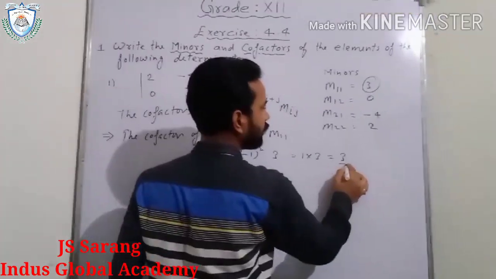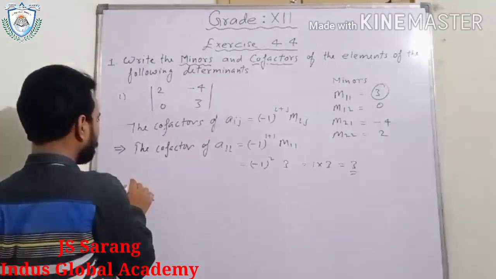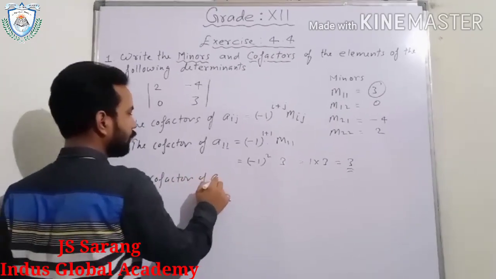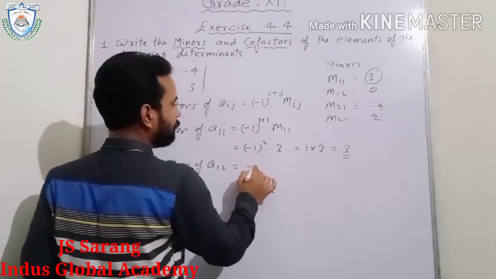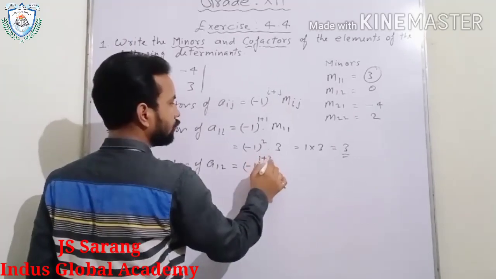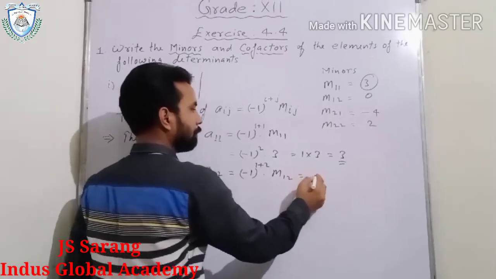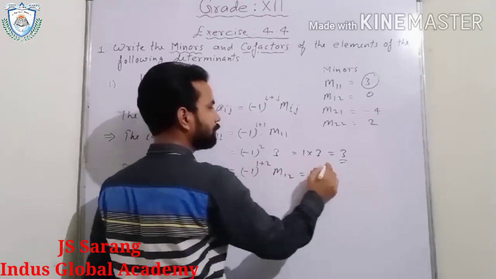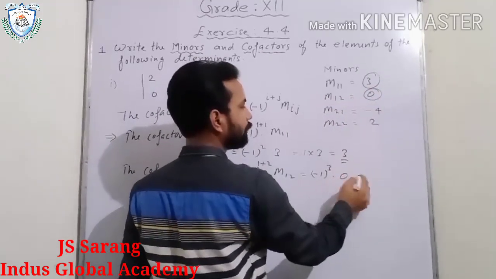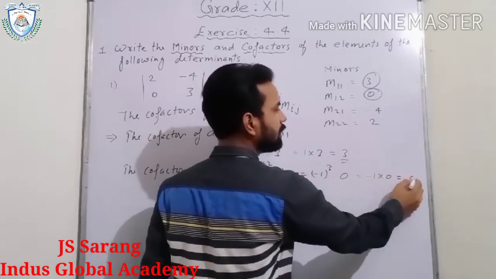1 into 3 gives you 3. So this is the cofactor of A11. Clear? Now we have to find the cofactor of A12. It will be minus 1 to the power i plus j. i is 1, j is 2. So 1 plus 2 into minor of that element. So it will be M12. So minus 1 to the power 1 plus 2 gives you 3 into M12. M12 we have already found here, that is 0. So minus 1 to the power 3 gives you minus 1 into 0, means 0.